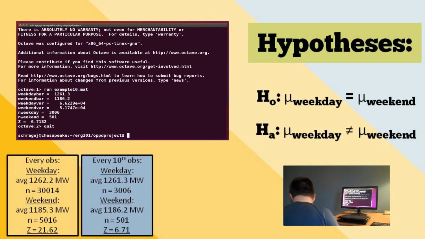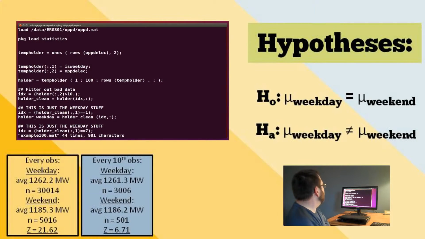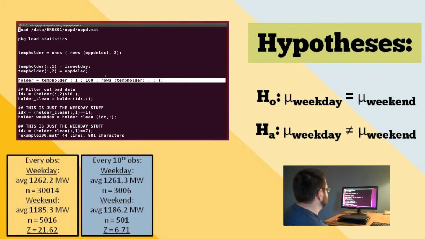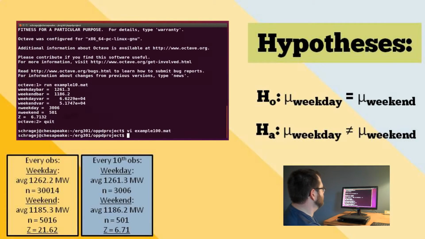Let's try it again. I made a slightly different version of the program called example100. Instead of pulling out every 10th observation, it pulls out every 100th observation. So compared to that original calculation that used all the data, tens of thousands of observations, we're only taking every 100th observation, and we'll get a much smaller sample size. Again, all that's different here is this little trick that, instead of reading all the data from that file, only reads every 100th observation. That's just a little bit of Octave magic.